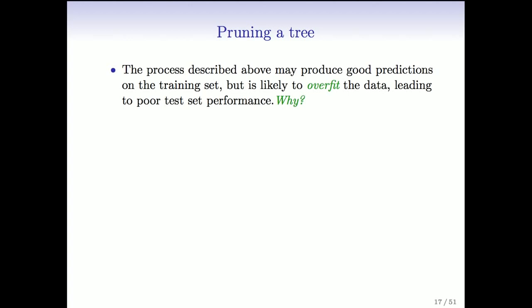Why? Well, I guess it's kind of obvious. If you have a tree that's so large that each observation has its own terminal node, it's going to have training error of 0, but it's going to be adapted to that data very much, and it's going to overfit. When you give it new test data, you're probably going to have quite a high error as a result. So not a good idea to build as large a tree as possible.